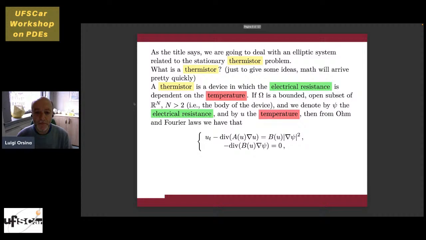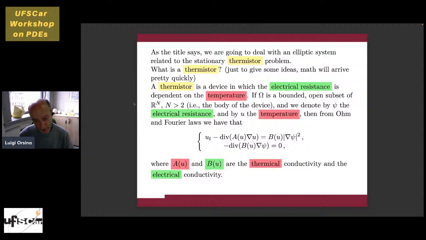So you have a parabolic equation for the temperature and an elliptic equation for the electrical resistance. The two terms that link the two equations together are a of u and b of u, which are respectively the thermal conductivity and electrical conductivity, and the link is done using the right-hand side of the first equation of the system, that is to say b of u gradient psi squared. So this is the link between the two equations.